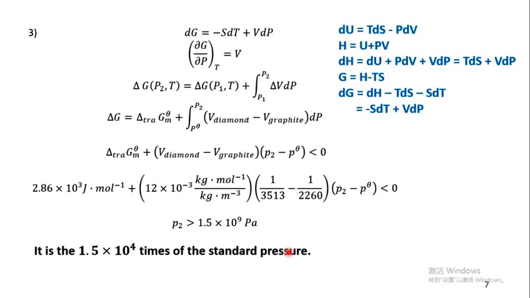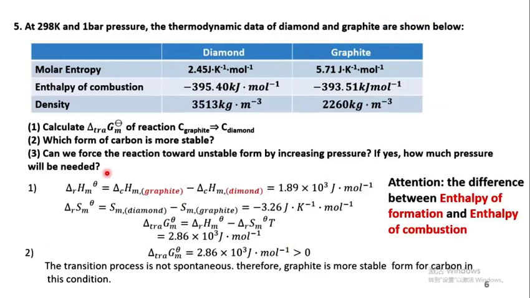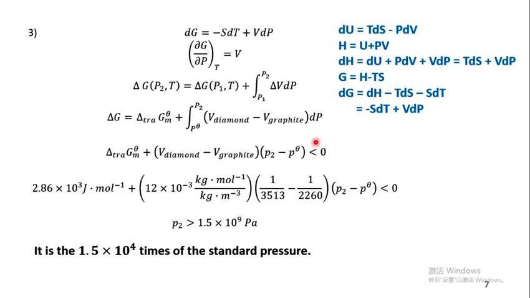For the third question, it asks us to force the reaction toward the unstable form by increased pressure. This means, can we transform the graphite to diamond just by increasing the reaction pressure? The answer should be yes. So this is a calculation process.